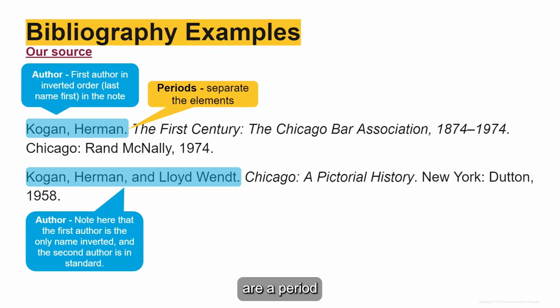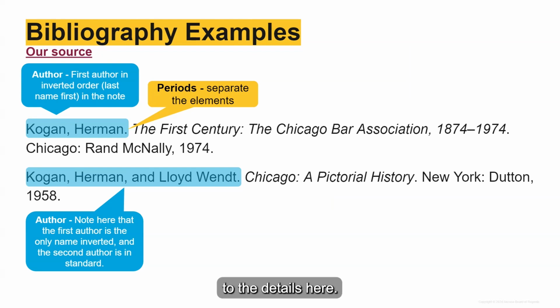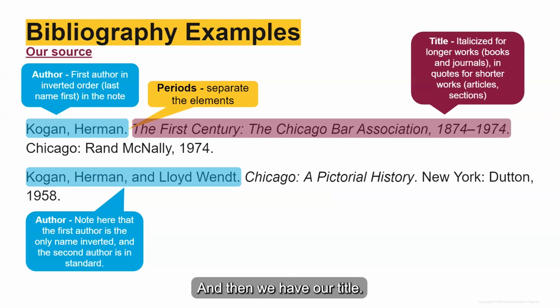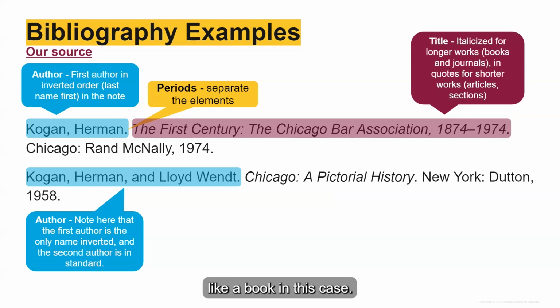You will notice that there are periods separating these categories of information. Again, this is different from the note, which used commas. So you want to pay attention to the details here. And then we have our title. So again, it will be italicized for a longer work, like a book in this case. And if this was a shorter work, like an article or a section, or if it included a shorter work, like an article or section, then we would put it in quotes.